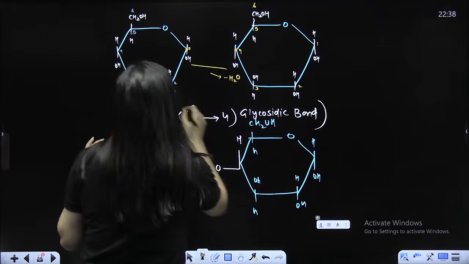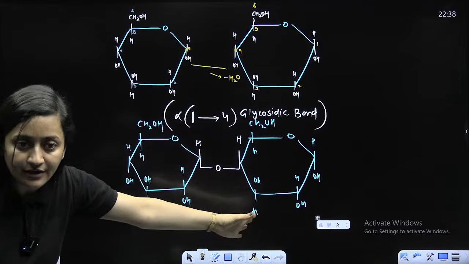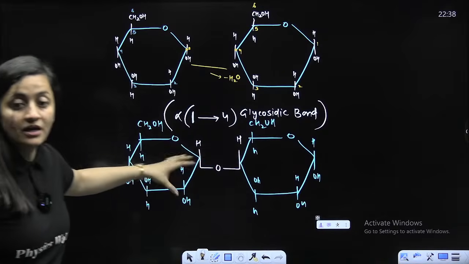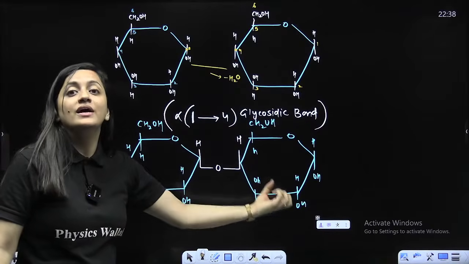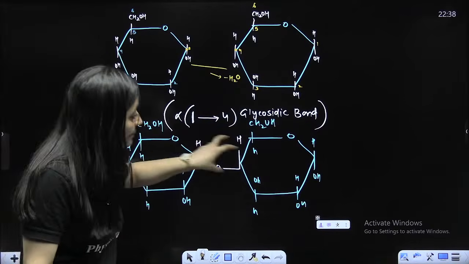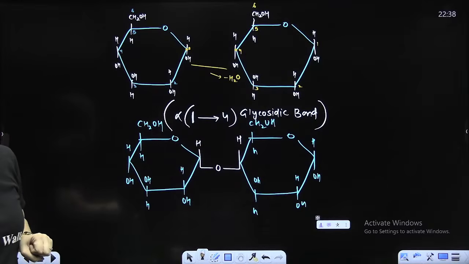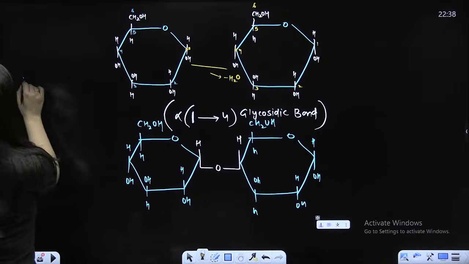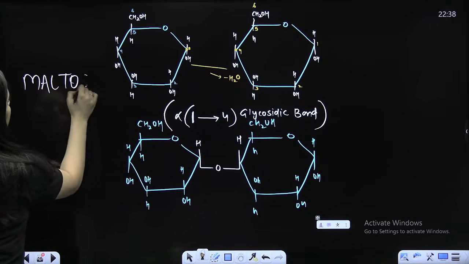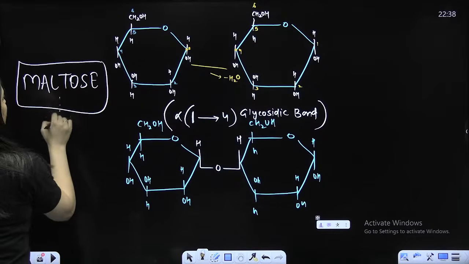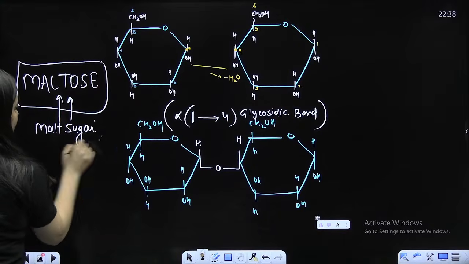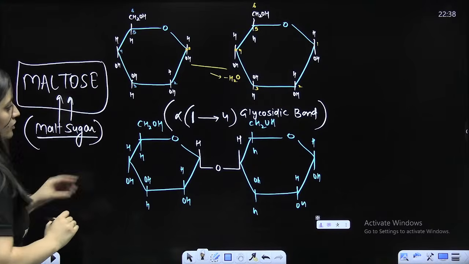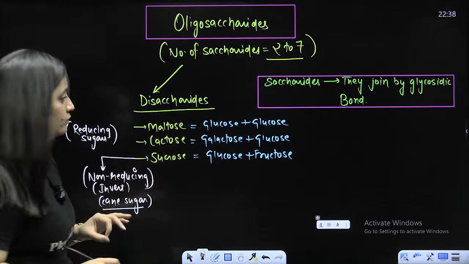So it is the glycosidic bond which is formed by dehydration, and this is how it will help to join these two. Is that clear? So what do we have here? We have maltose here. This maltose is the malt sugar. It is even found in some germinating seeds. So two glucose molecules will join, and an alpha 1,4 glycosidic linkage is there.